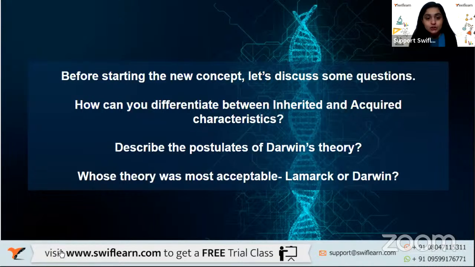Now, next question: describe the postulates of Darwin's theory. What exactly did Darwin's theory teach us? There were 4 postulates of Darwin's theory. In Darwin's book, On the Origin of Species by Means of Natural Selection, or the Preservation of Favored Races in the Struggle for Life. They're as follows.